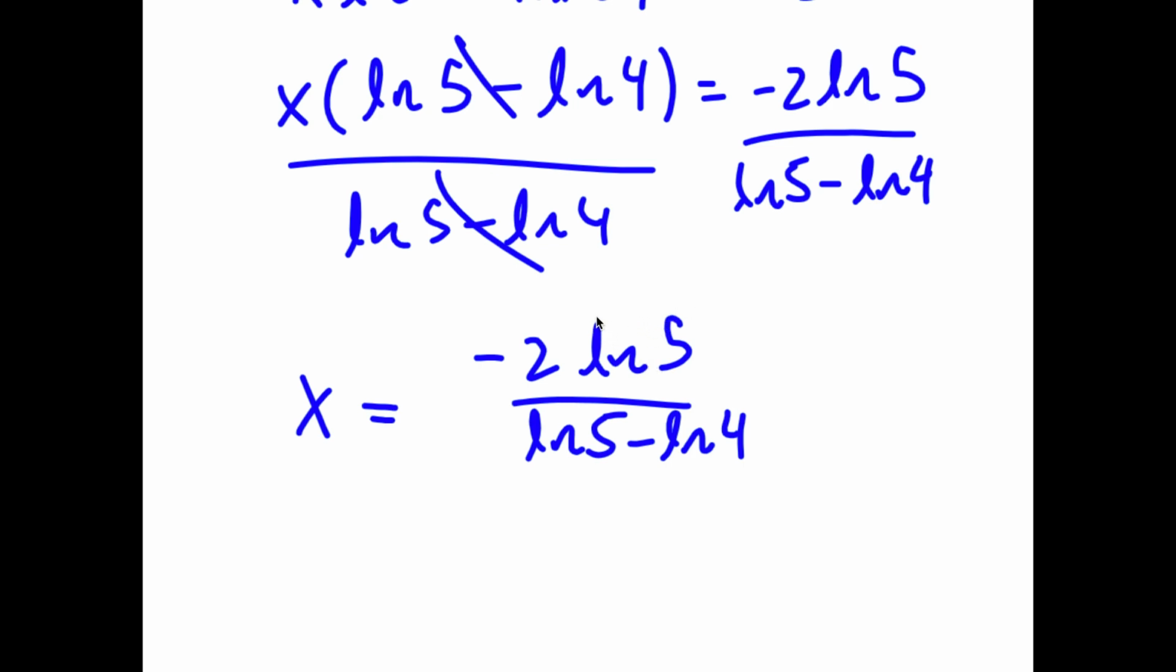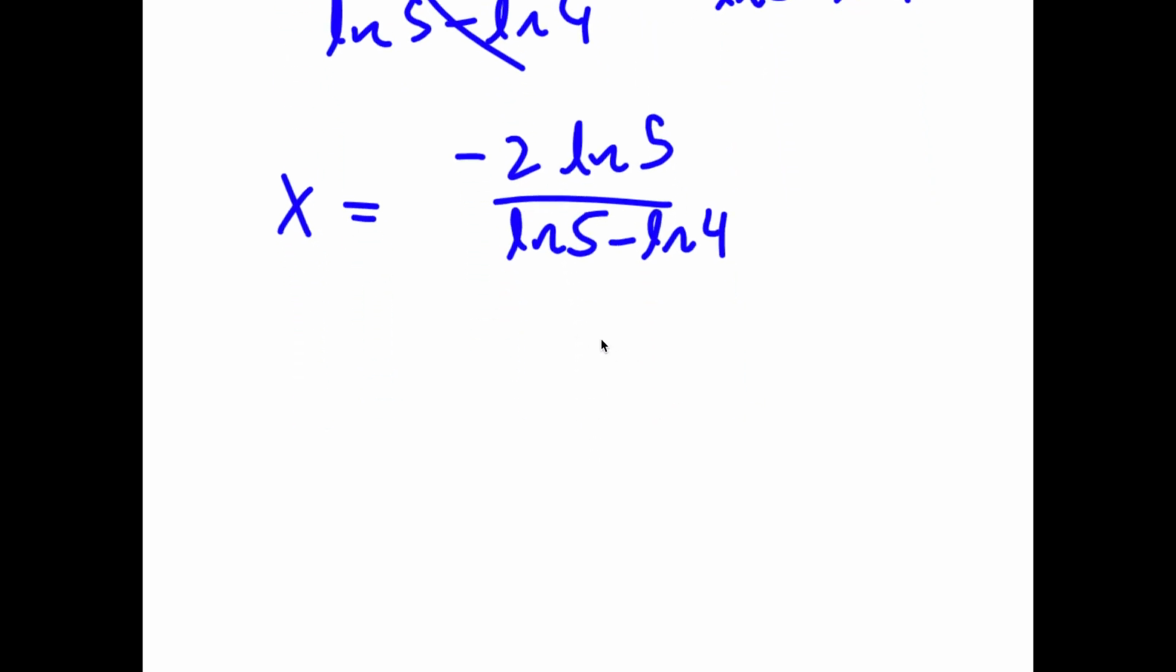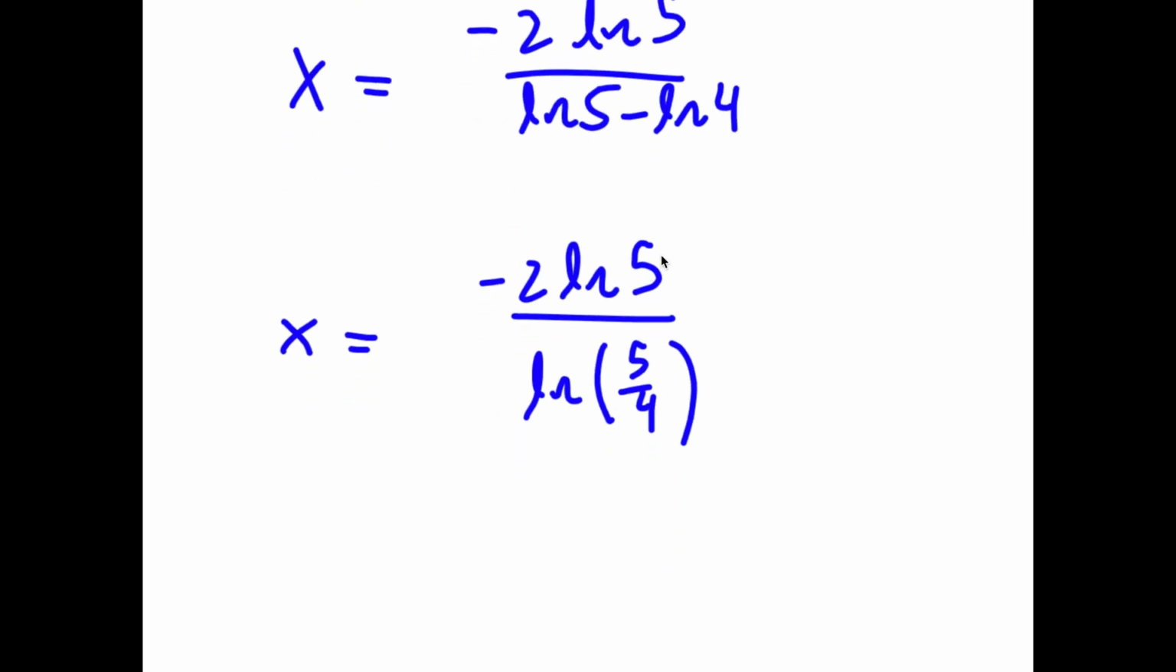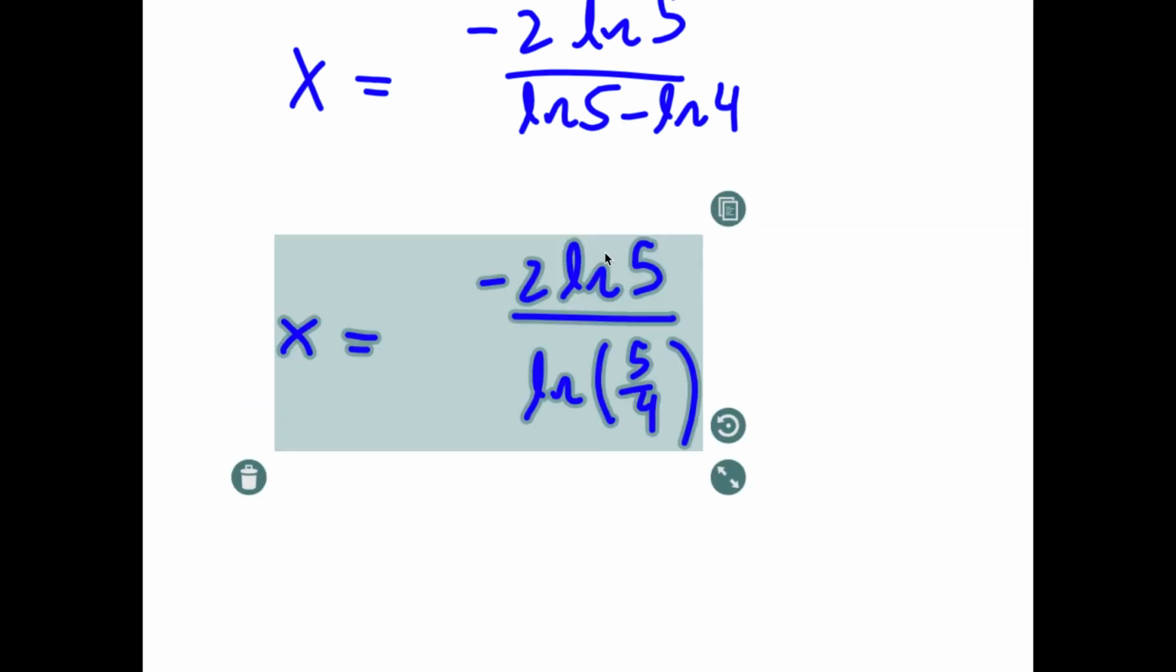Now, ln 5 minus ln 4, that's the same thing as ln of 5 over 4. So, I have x is equal to negative 2 times ln 5 over ln of 5 over 4. This is my answer.